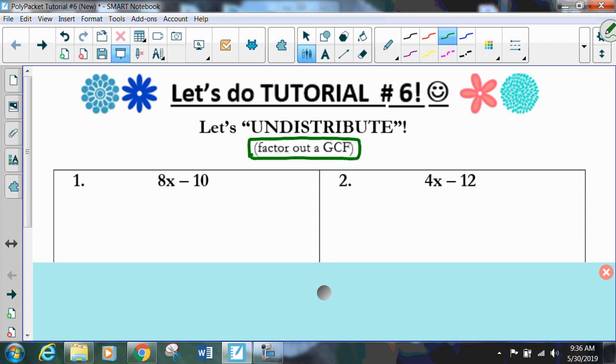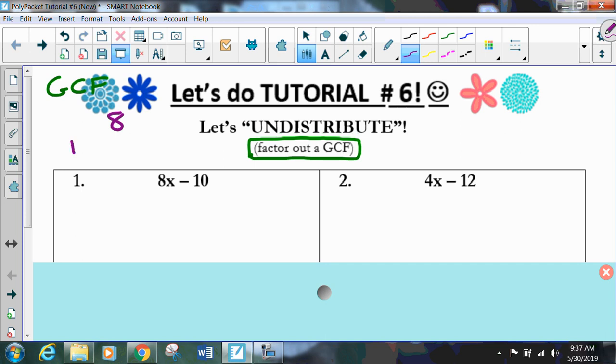So let's look at number 1. We've got 8x minus 10. We want to change the form, make it look a little bit different without changing the fact that this really is 8x minus 10. So here we go. What does GCF mean? Remember back in the day, GCF means greatest common factor. So if we looked at a number like the 8 that we see here, we would say, all right, what are all the factors of 8? Which means factors are numbers that go in evenly into 8.